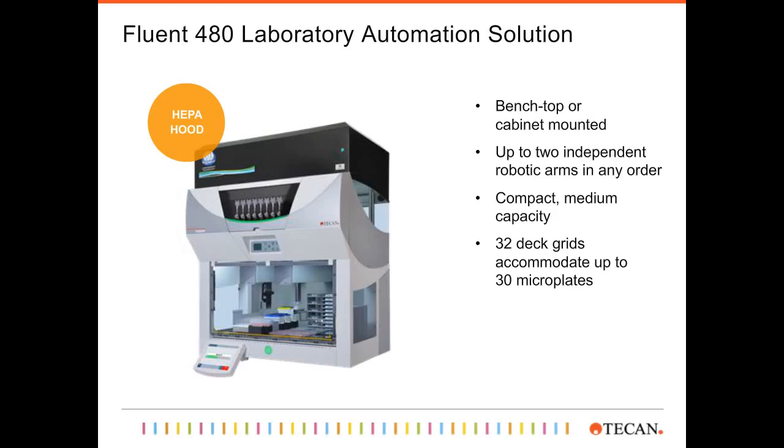Pictured here is the HEPA hood on top. All of these instruments, we do have a HEPA hood option, so you can have clean air blown onto your system. So the Fluent platform actually is ready for all types of assays. When we launched this, we really wanted to make sure that we were targeting very specific application areas, and we started with cell-based assays, and so clean air was important for that. We've done drug discovery, we're in genomics, we've actually done all kinds of stuff with the Fluent now, and it's really ready for almost anything your lab wants to do.